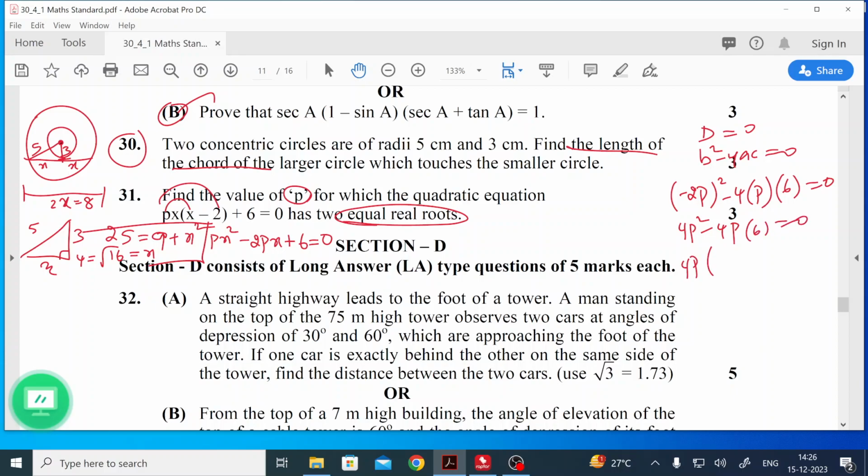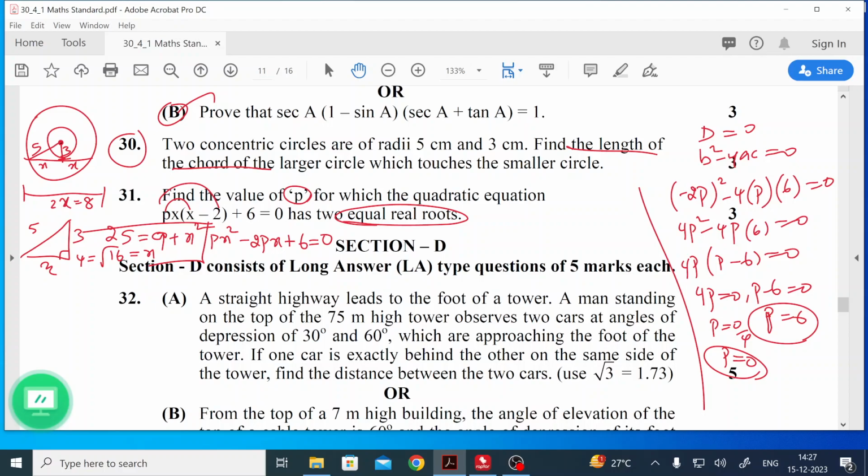Take 4p commonly outside. You will be getting p minus 6 equal to 0, so p equal to 6, and 4p equal to 0 gives p equal to 0 by 4, which is equal to 0. Then p equal to 0 and p equal to 6 are the answers. Do you understand? First we have to make the equation properly. Then if you substitute there, you will very easily get the required answer. Do you understand, children? Right.